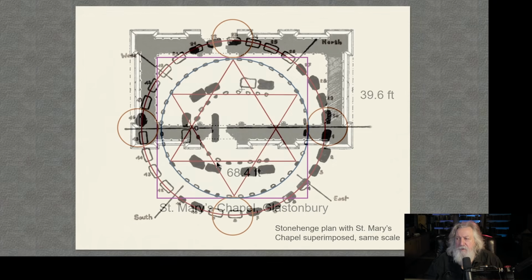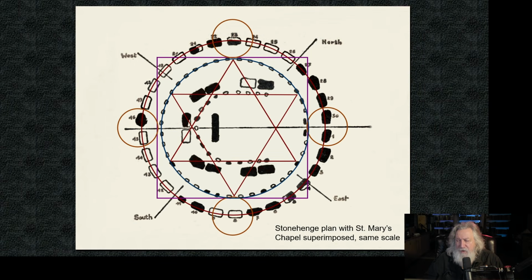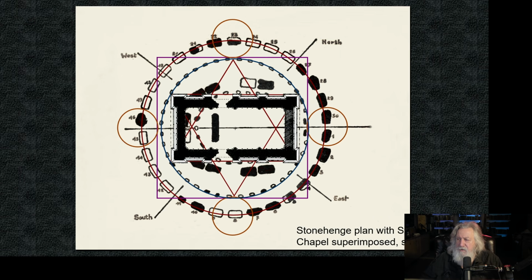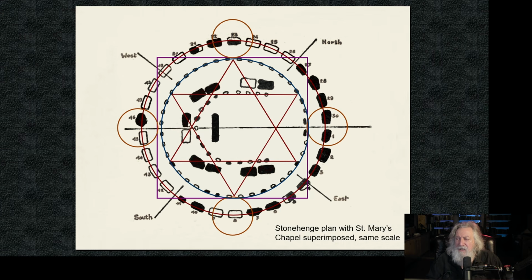And let's take a look here. We go back to Stonehenge, the plan with St. Mary's Chapel, Stonehenge with the Star of David in there. And what I'm going to do now is juxtapose the ground plan of St. Mary's Chapel at the same scale directly onto this diagram of Stonehenge. And what we discover is very interesting. That particular rectangle is exactly the rectangle produced by four of the points of the Star of David or Seal of Solomon. Here's the same rectangle right here. See it? And same rectangle right here.